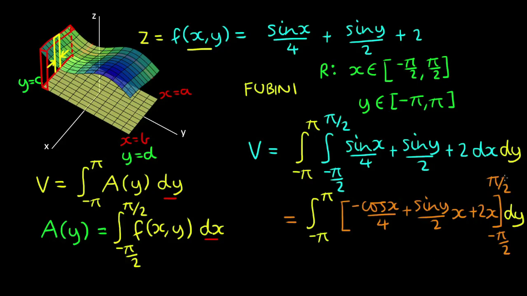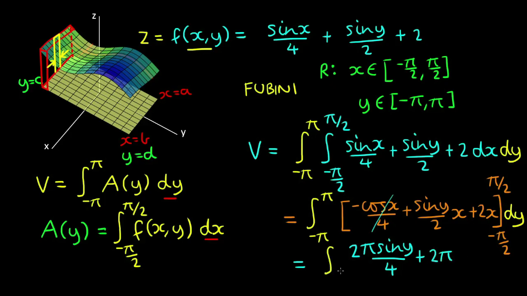So here we see that cosine pi on 2 and cosine minus pi on 2 is going to evaluate to 0, so we can just ignore it. And then we get sine y on 2 multiplied by pi on 2, which gives pi by sine y on 4, plus 2 by pi on 2, which is pi. And then we have minus negative pi on 2, which is positive, by sine y on 2. So we just multiply this by 2. And then we have minus 2 pi on 2. So that gives 2 pi here.